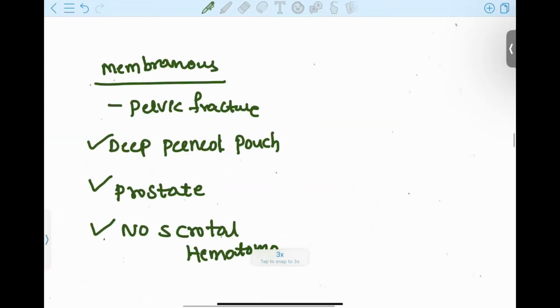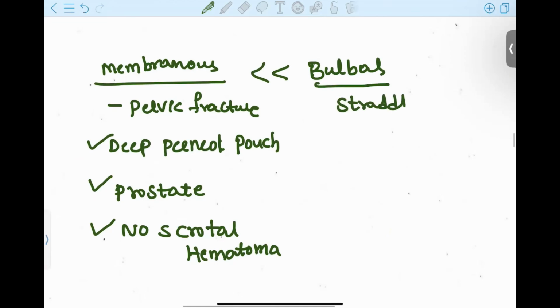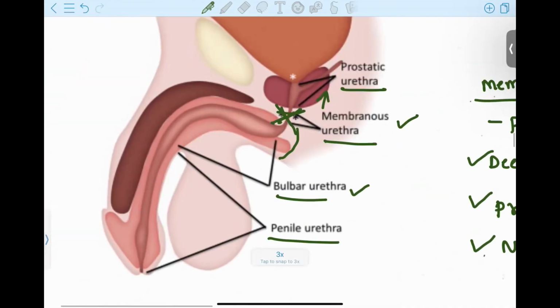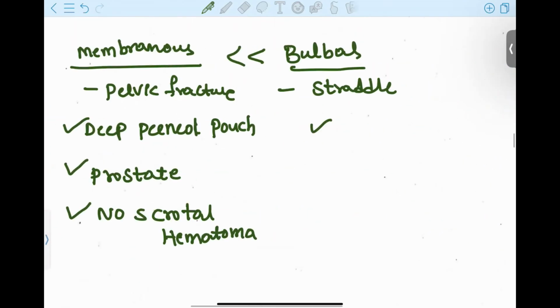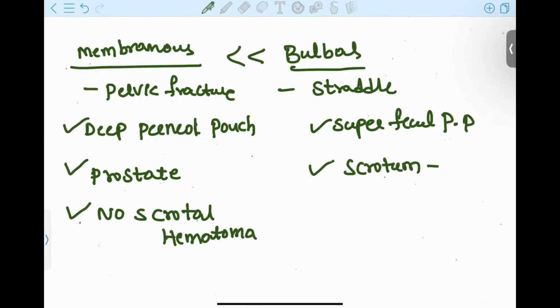Next, moving on to the bulbar side. So what happens in the bulbar side? This is a very serious injury. A patient who has a straddle injury is likely to have injury to the bulbar urethra. When the bulbar urethra is injured, there is the Buck's fascia. If the Buck's fascia is also torn, what happens? This will leak into the superficial perineal pouch, and then it is also going to involve the scrotum. If it involves the scrotum, what happens? A hematoma is also formed in the scrotum.